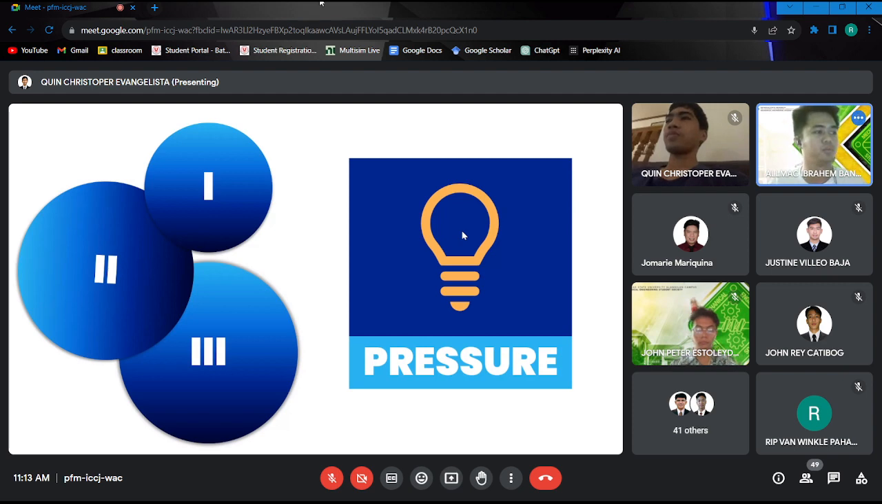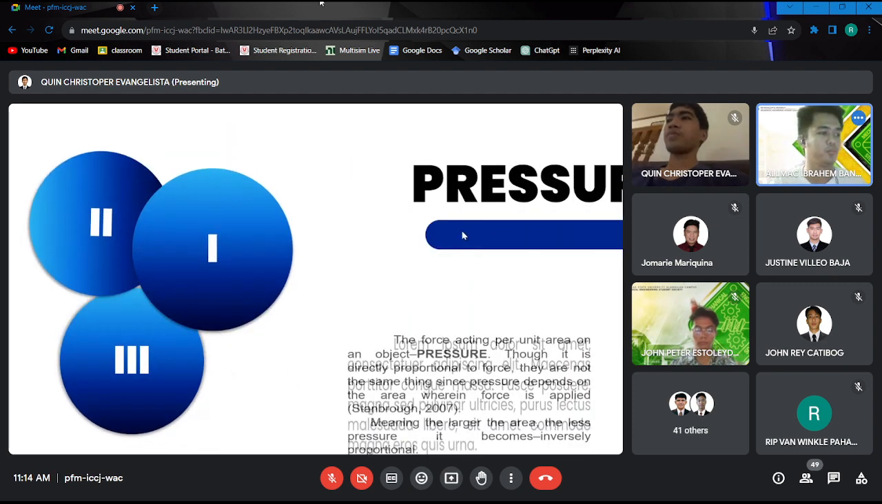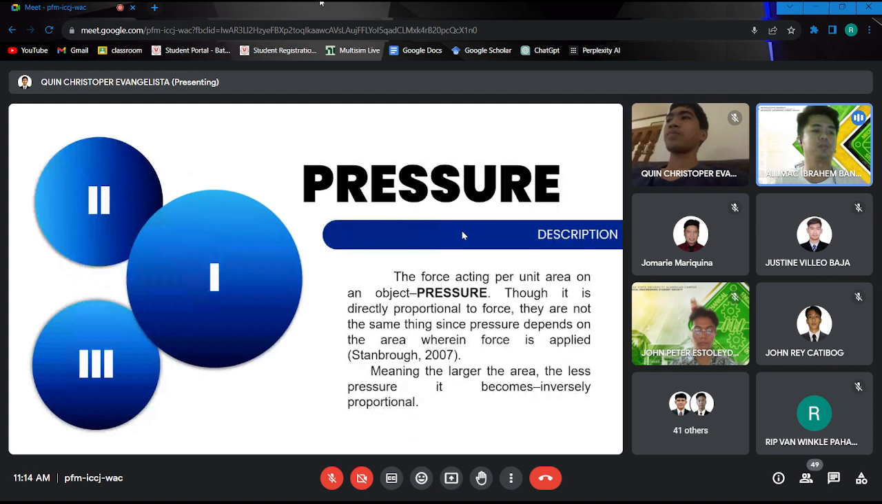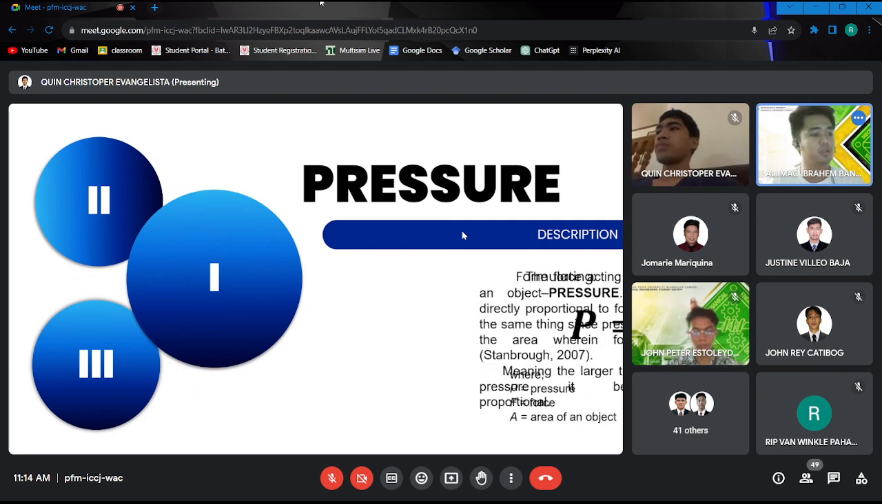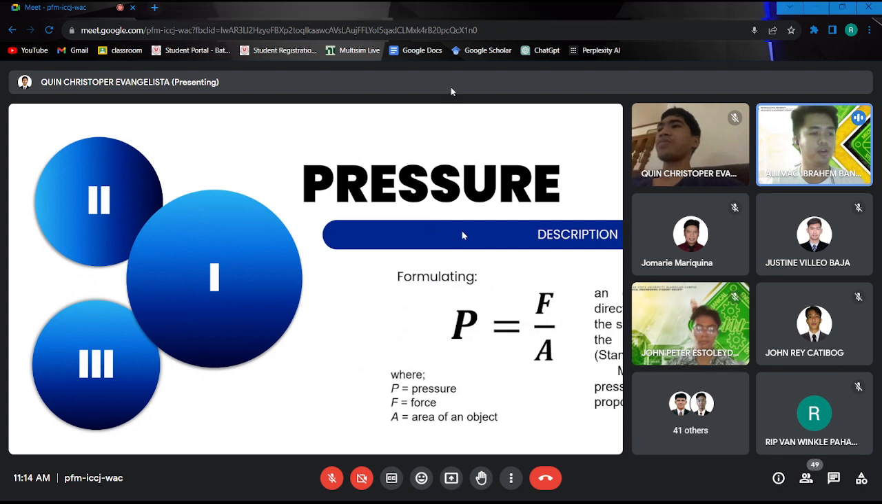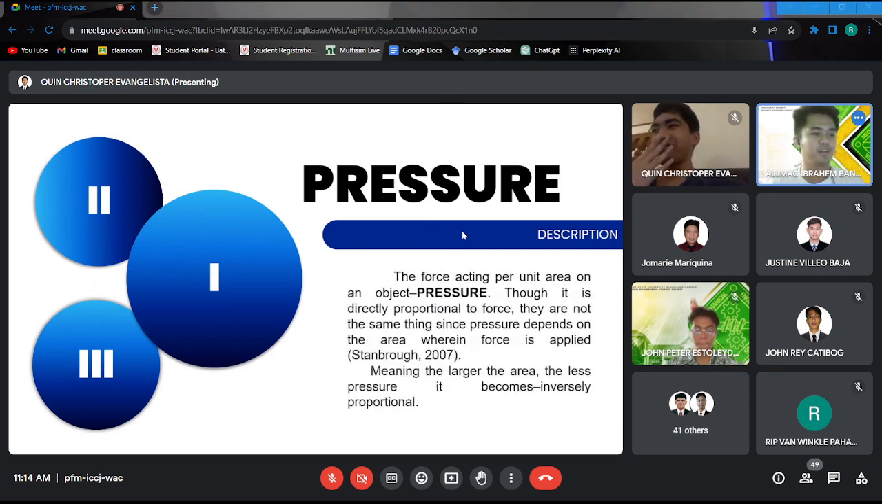Pressure is the force acting per unit area on an object. Though it is directly proportional to force, they are not the same thing, since pressure depends on the area wherein the force is applied. The larger the area, the less pressure it becomes. Shortly, it is inversely proportional.